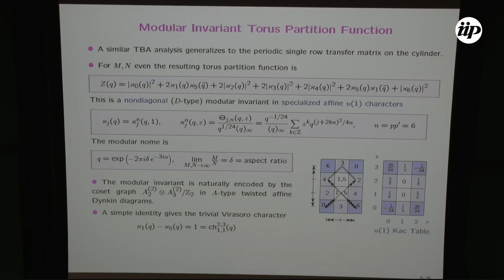So when you go to the torus, somehow a higher symmetry emerges that you don't see when you're on the strip and you have boundary conditions that break the translational invariance. A simple identity gives a trivial Virasoro character. This is the Virasoro 1, which is just 1. As I told you, M(2,3), the minimal model, is a trivial model. It only has the identity operator, and this is related to the difference of chi1 and chi5. Thank you.